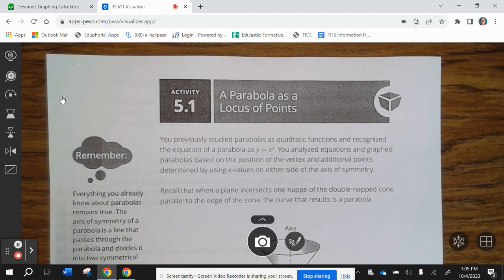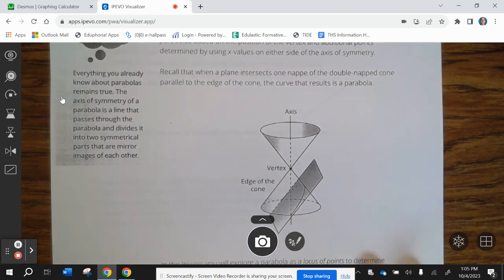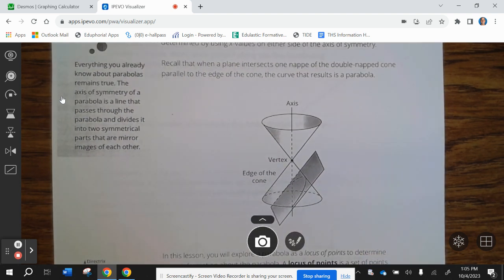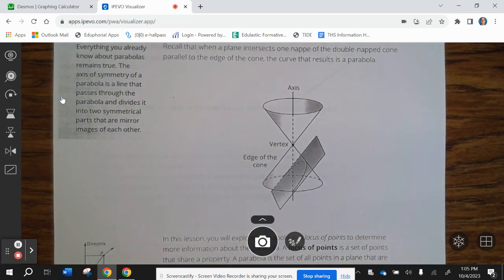All right, activity 5.1. A parabola as a locus of points. Your previous parabolas as quadratic functions and recognize the equation of a parabola as y equals x squared. You analyze the equation and graph parabolas based on the position of the vertex and the additional points, determined by using x values on either side of the axis of symmetry. Recall that when a plane intersects one nappe of a double-napped cone parallel to the edge of the cone, the curve that results is a parabola. Take a few moments to look over this picture.